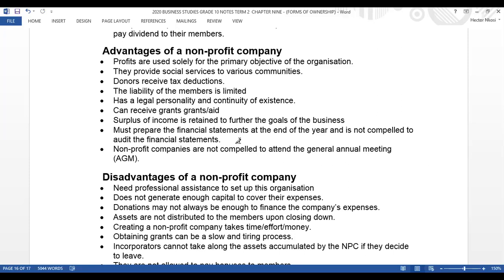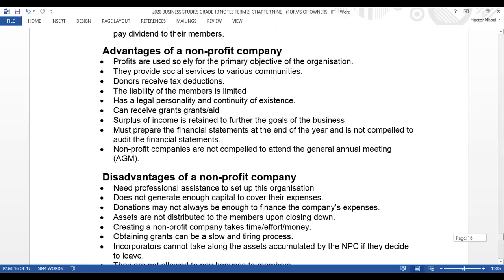And it must prepare its financial statements at the end of the year and is not compelled to audit its financial statements. Here, there is no auditing. It's not a must to audit your financial statements, right? Also, non-profit companies are not compelled to attend the AGM. It's not a must also to do your AGM.